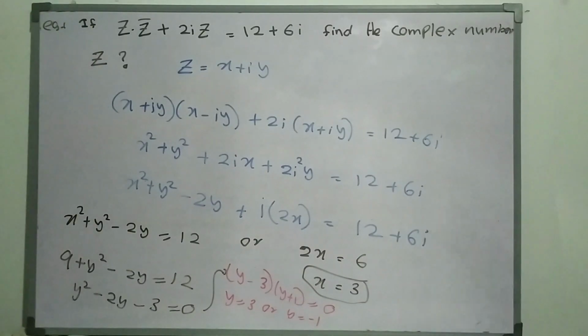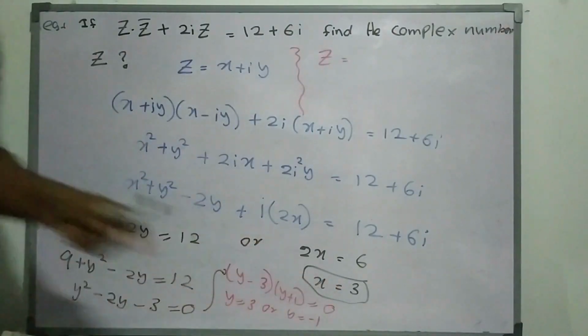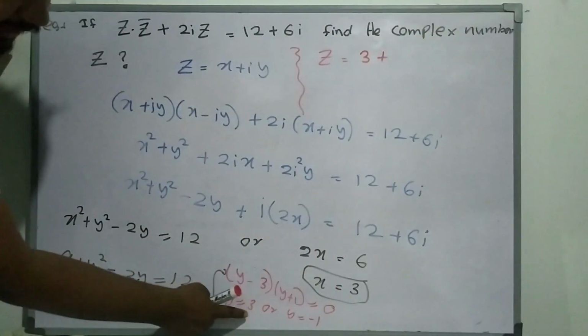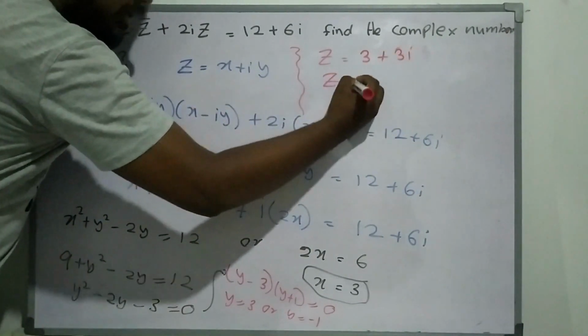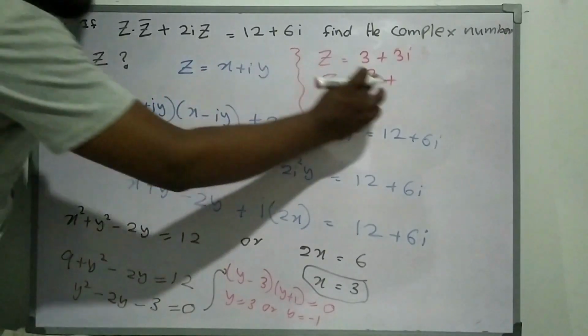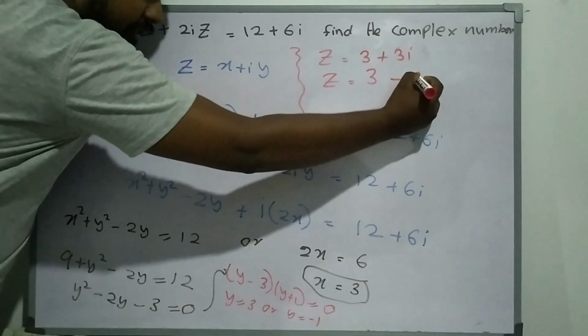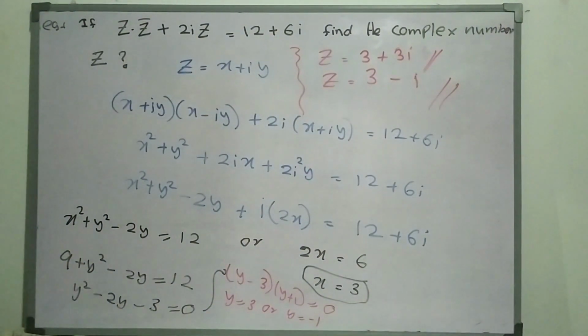We have only one x value but two different y values. Two different y values mean exactly we have two complex numbers, not one complex number. So the answer is x equals 3, z equals 3 plus 3i, and z will be again 3 plus minus 1 i, that is 3 minus i. These are the values of z. So therefore we have two different complex numbers which satisfy the previous equation.